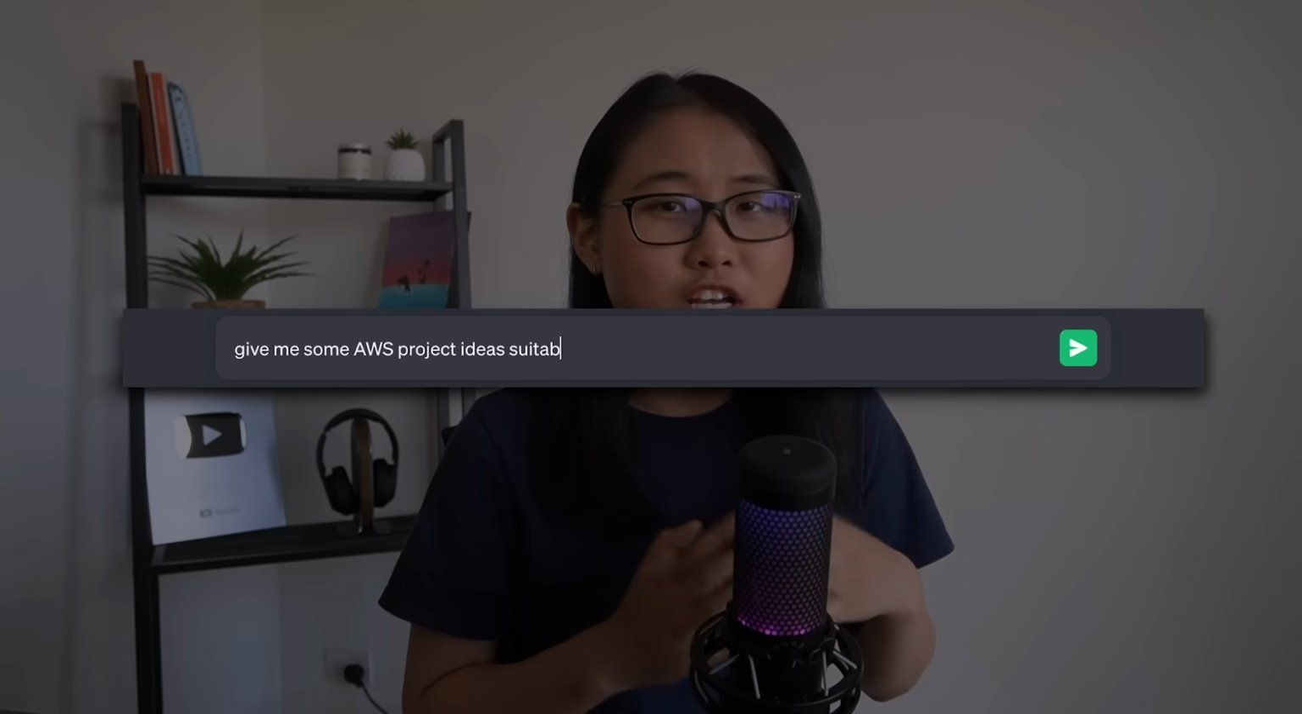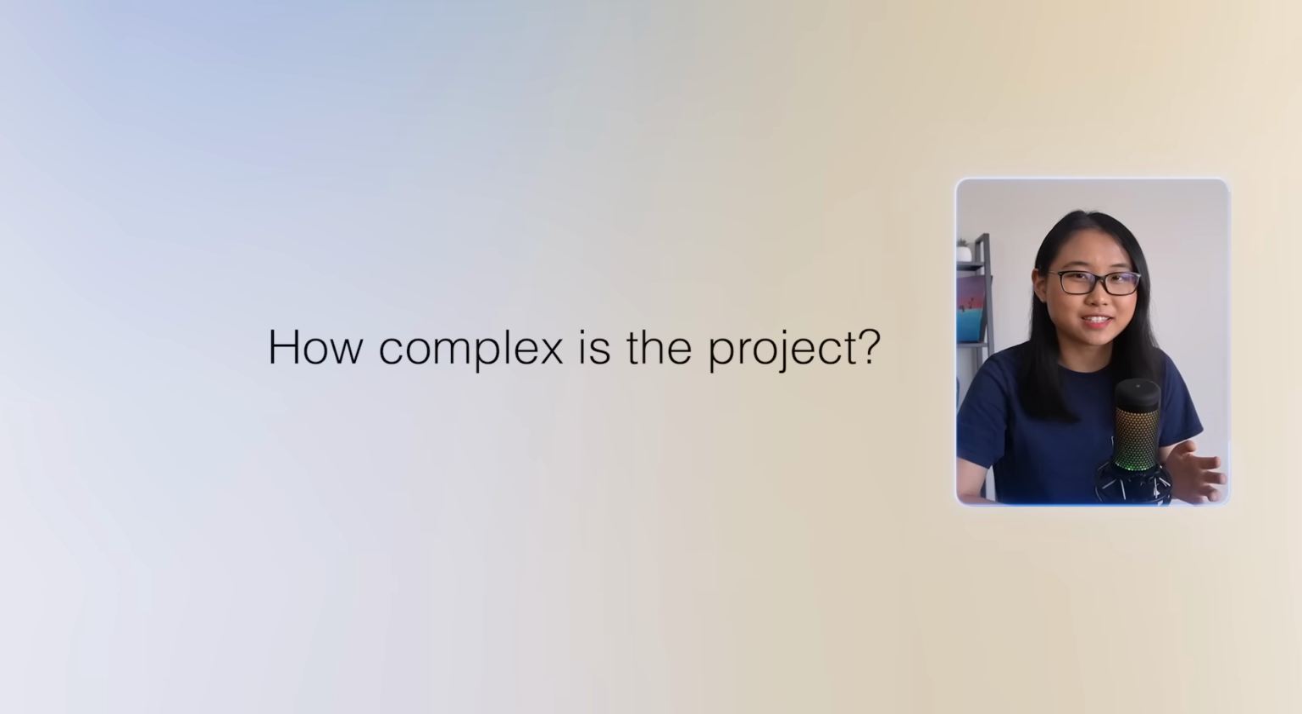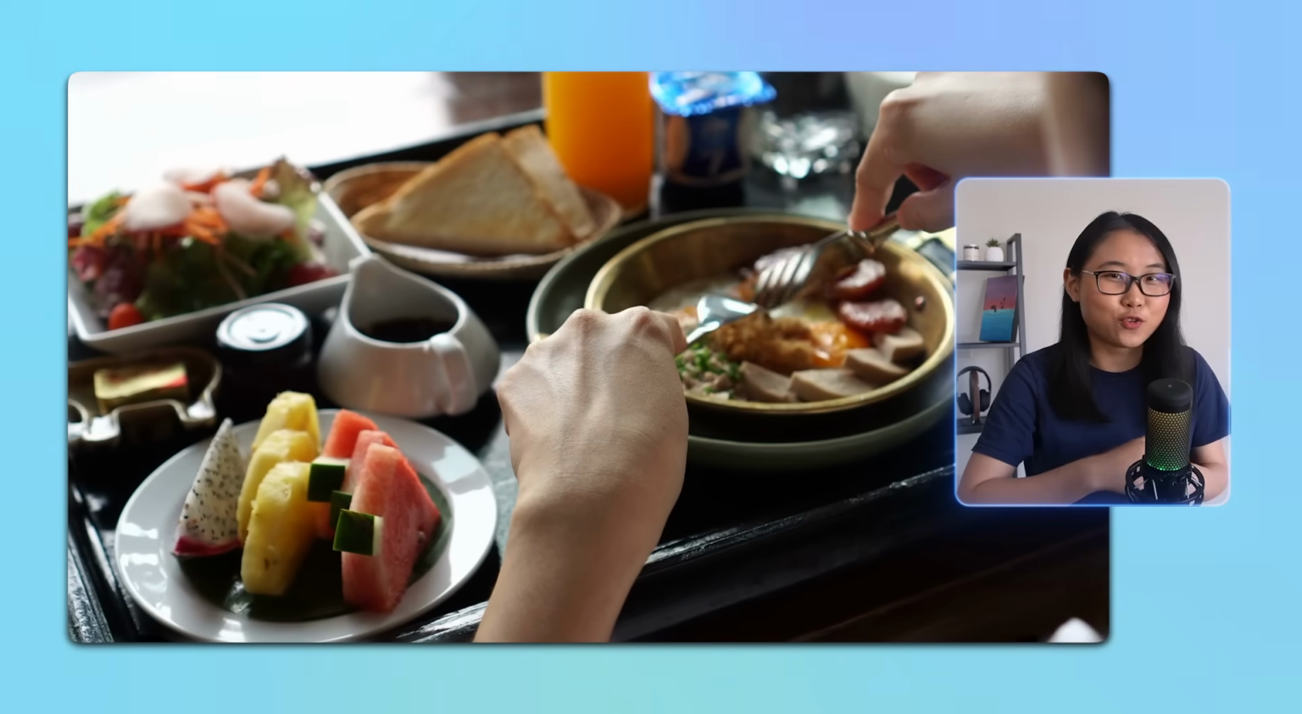For example, give me a list of AWS project ideas suitable for beginners. You can then ask it to narrow down the options based on specific criteria, such as how long the project will take and how complex the project is. The goal here is to find a project idea that is not only aligned with your skill level, but is also something you find interesting. Personally for me, I really like trying out new food and taking photos of my meals. And so I might choose to create a 3-tier web application that displays photos of my favorite local restaurants.